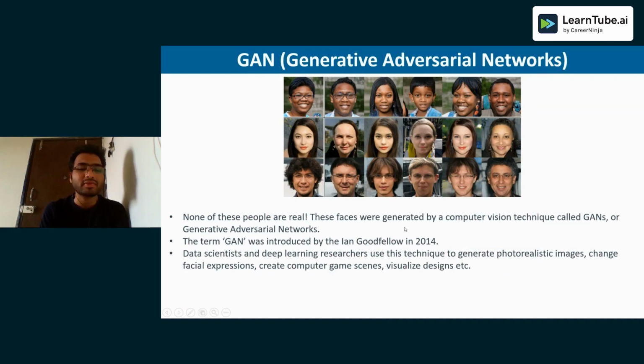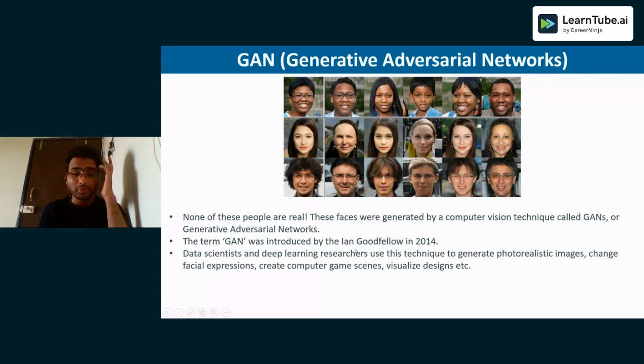It says that these faces were generated by a computer vision technique called GANs, and none of these people are real. If we are able to train the model on a couple of images, it will be able to generate new images which did not even exist. The technique is called GAN, or generative adversarial network, hence the name. The term GAN was introduced by Ian Goodfellow in 2014.